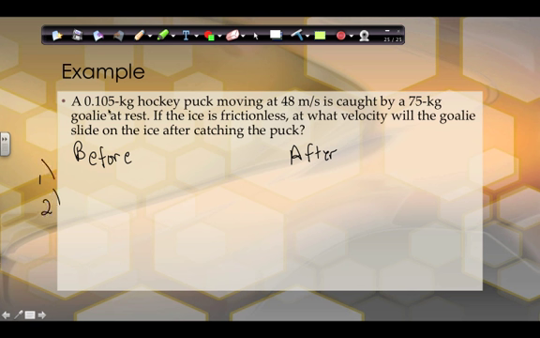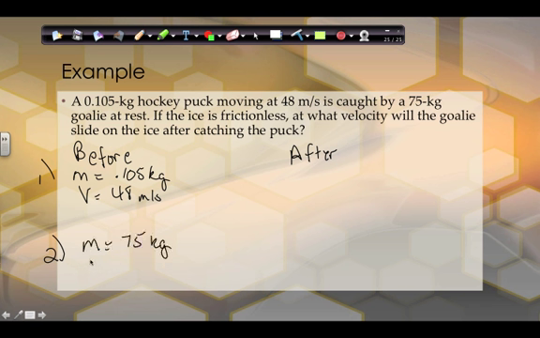You have two different objects here: a hockey puck and a hockey player, a goalie. Before the collision, you have a puck. The mass of the puck is 0.105 kilograms. The velocity of the puck is 48 meters per second. And then you have another object, which is the goalie. The goalie has a mass of 75 kilograms. The velocity of the goalie, well, he's at rest, so 0.